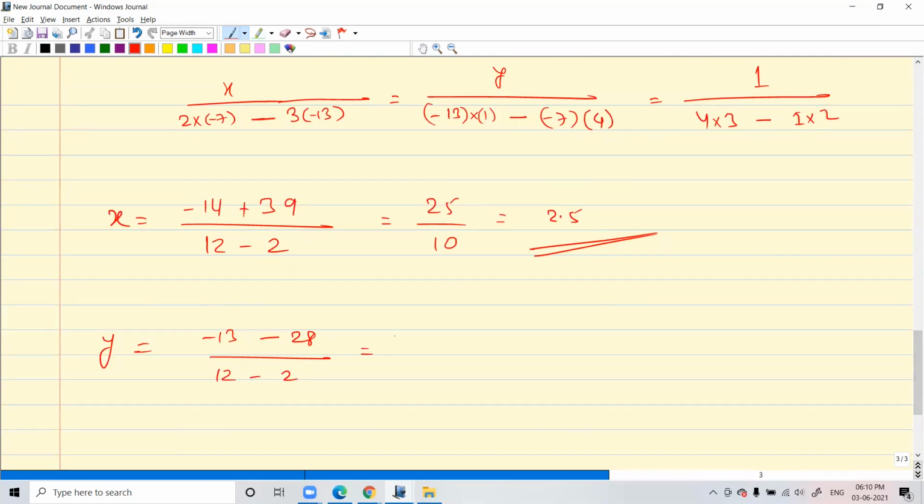So it will be, how much is that? Tell me. 13 2s are 26. So 13 3s are 39. 41, right? I think I made some mistake. Where is that? Sir, plus, right? Yeah, it's plus. 15 by 10. Yes, it was plus 28. That's where I had messed up. So this is plus 28. So it will be 15 by 10, which is 1.5.